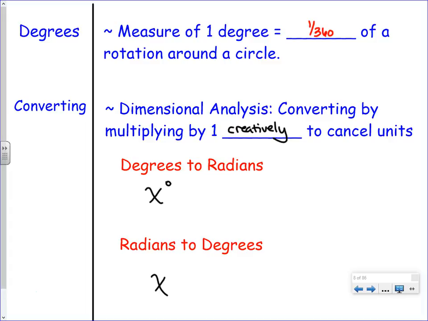Now, if I want to go to radians, I have to build a bridge over angles.